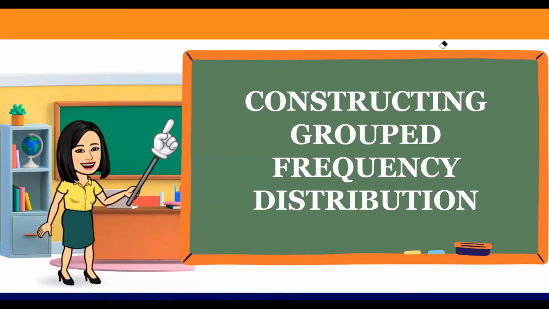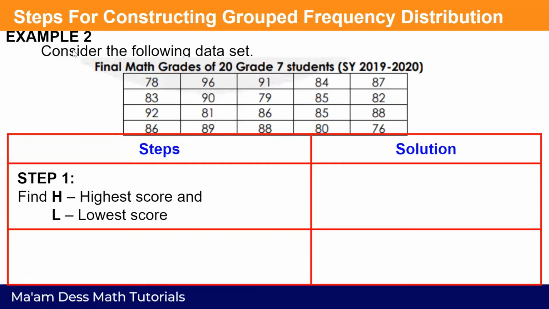After the ungrouped data, let us now construct group frequency distribution. So, group frequency distribution naman po. Okay, example 2. Consider the following data set. Final math grades of 20 grade 7 students in school year 2019 to 2020. So, ito po yung final grades ng 20 grade 7 students in the school year 2019-2020. So, ayan yung final grade nila sa math.